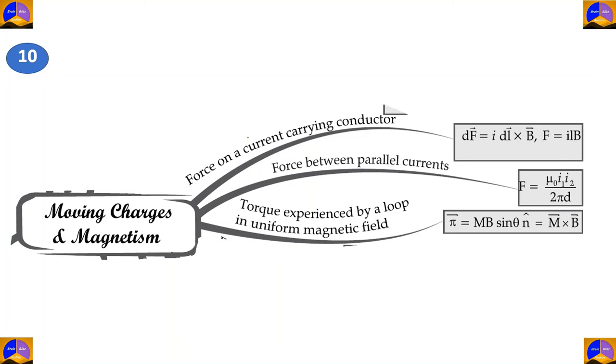Let's look first at the force on a current-carrying conductor. The force on a current-carrying conductor, which is present in a magnetic field B, where E is for electrical and B is for magnetic. So this is the magnetic field B, and this is the current-carrying conductor passing through it, with current I. We need to find the force on this conductor because of the magnetic field, and that is given by dF is equal to I dL cross B.